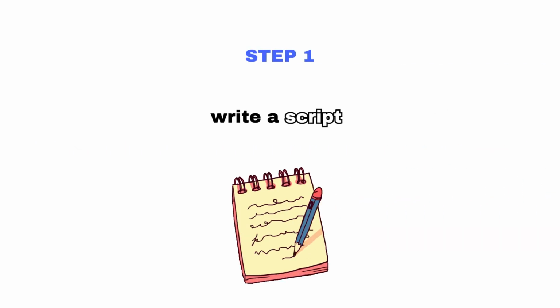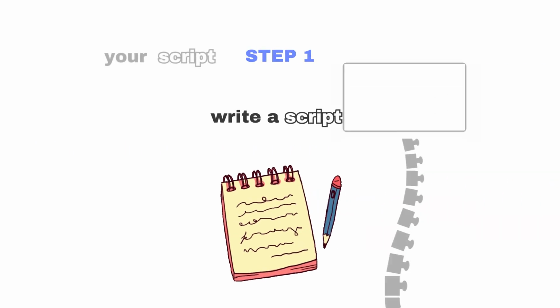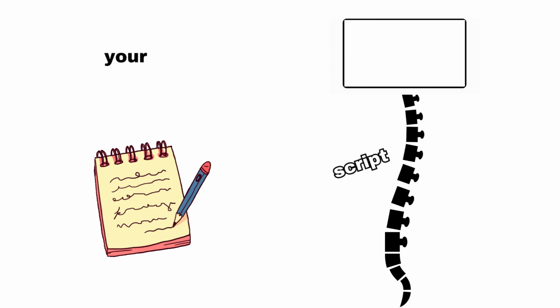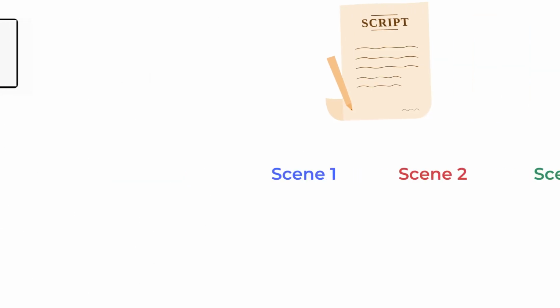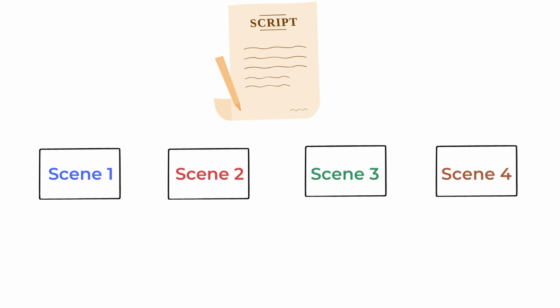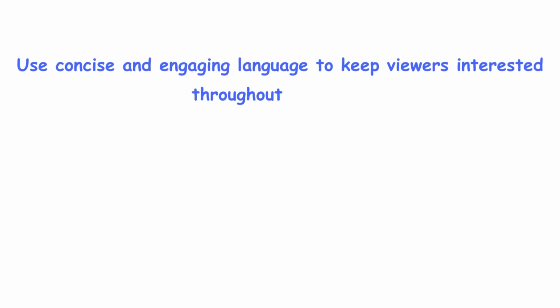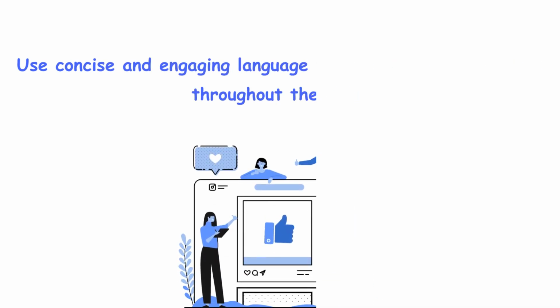I will show you how to do the same video in this 5 steps tutorial. Step 1. Write a script. Your script is the backbone of your video, guiding the narration and visuals. Break down your content into clear sections, ensuring a smooth flow for your audience. Use concise and engaging language to keep viewers interested throughout the video.